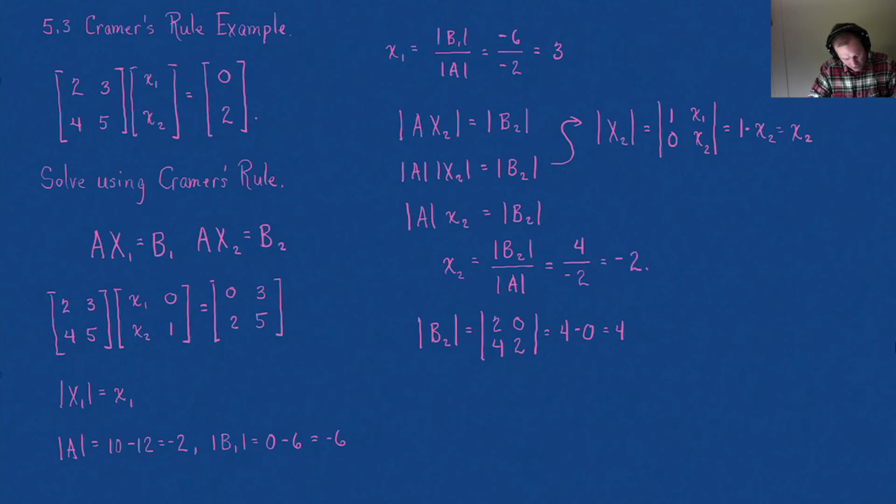And there it is. The solution x is x1, which we said is, where did it go? Oh, up there at the top, is 3. And x2 is minus 2. And we're done. Now, I'm pretty comfortable with that answer, but you should always check.